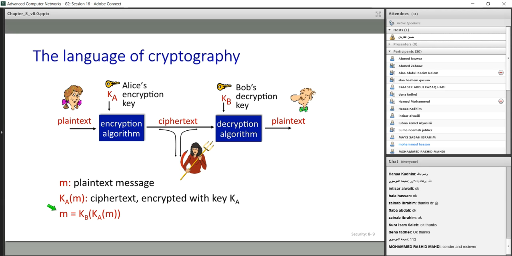the decrypted message, decrypted by Bob's key. Using Bob's key, we decrypt the message which is encoded by Alice's key. We present it in this manner here. So we look for this, and we know through this here.